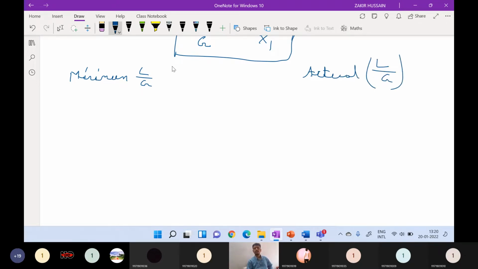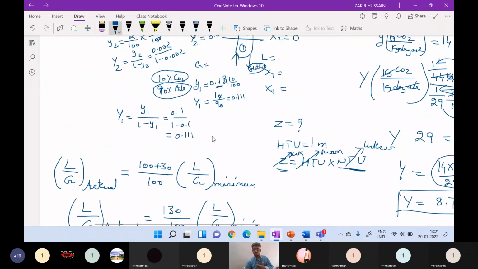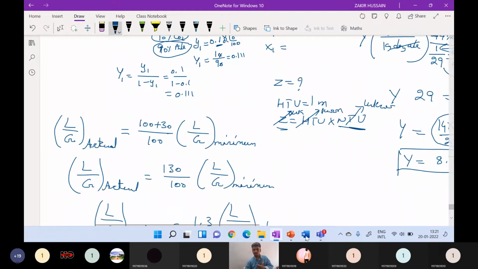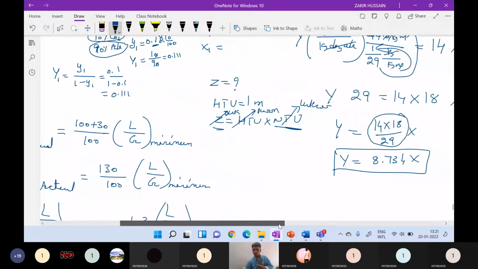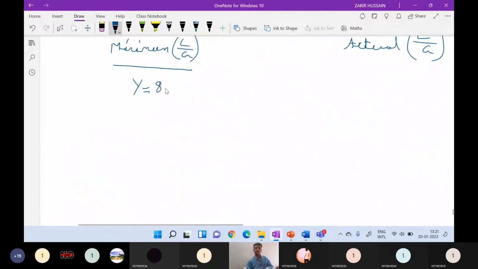At actual L by G and at minimum L by G, we have to evaluate our parameters. At minimum conditions we have to evaluate first. When we are evaluating at minimum condition, the first thing we have to consider is the equilibrium slope equation, that is y is equal to 8.734 x. First let us consider that one. So y is equal to 8.734 into x. We have this clue.